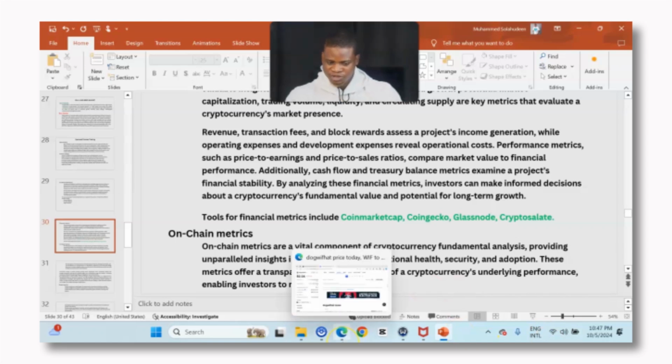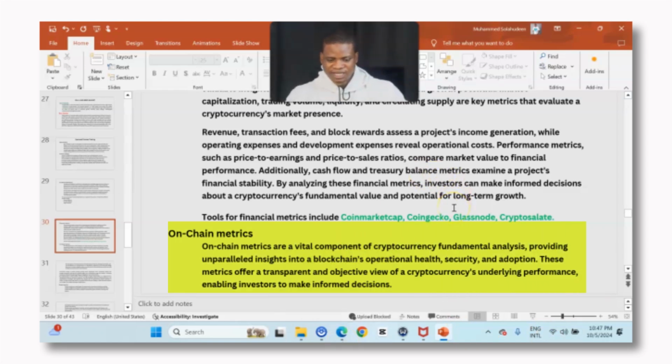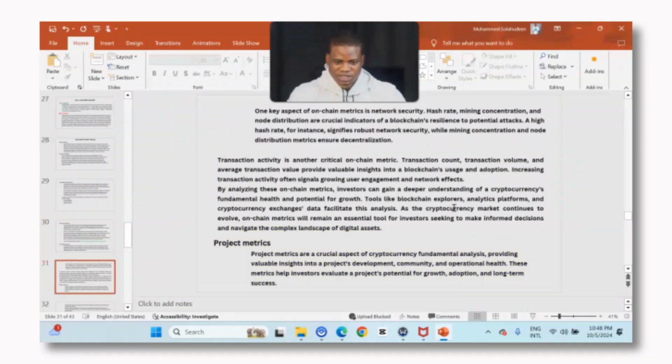So now let's talk about on-chain metrics. On-chain metrics are vital components of crypto fundamental analysis, and they provide unparalleled insight into a blockchain's operational health. How is it operating? What is the security type of this particular asset? What is the adoption level of this asset? Those are the things you have to look at when it comes to on-chain metrics. On-chain metrics is looking deeply into the blockchain of that particular asset. That is what on-chain metrics simply means.